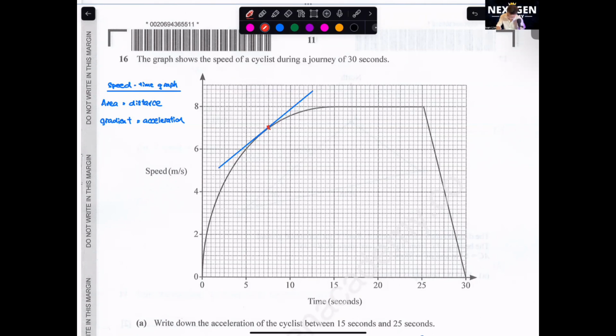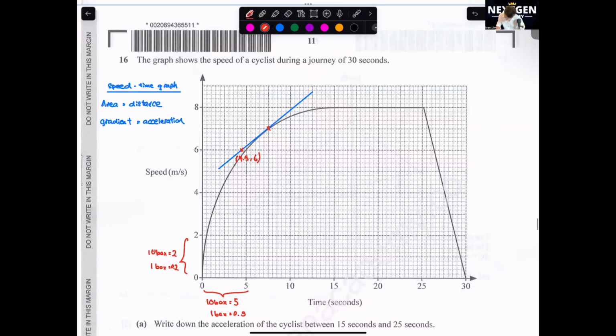Draw any 2 points that you can find on the line. Okay, let's say it is here. Okay, what is this? 4.4. Okay, actually I don't like that point. Let's use another one. Okay, I want to use this one here. 10 boxes equals 5, so 1 box equals 0.5. 10 boxes equals 2, so 1 box is 0.2. Okay, we're going to use this point here, which is equal to 4.5 and 6.